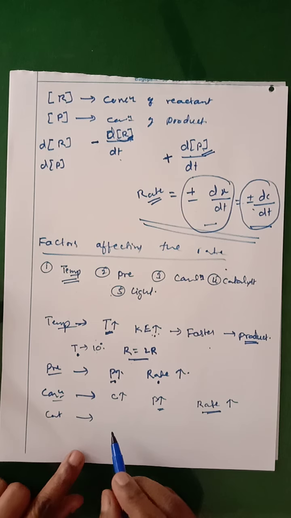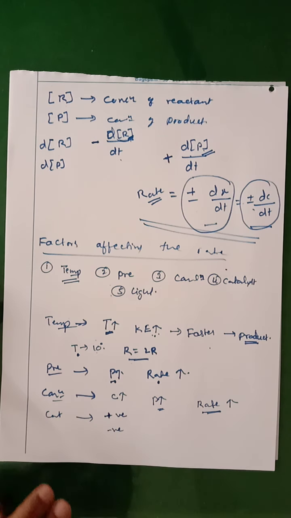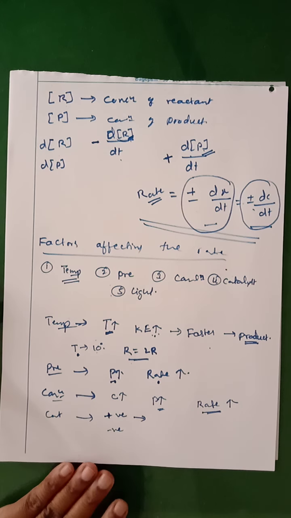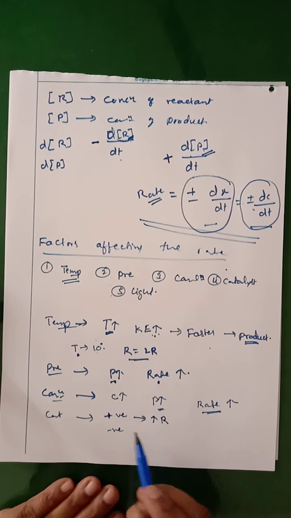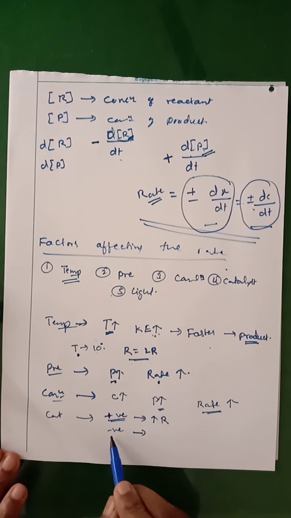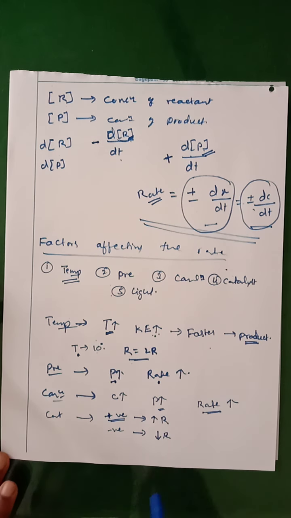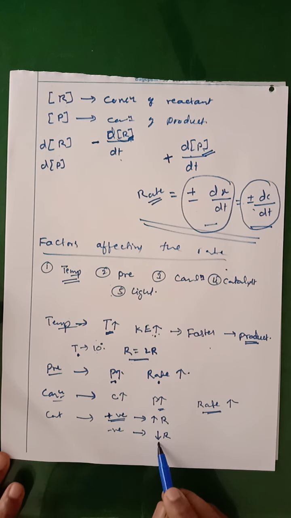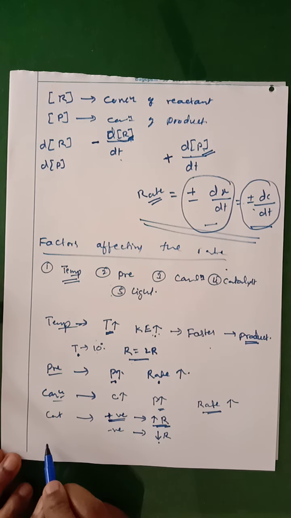In catalysts, there are two different types. The first one is called the positive catalyst and the second one is called the negative catalyst. If we add a positive catalyst into the reaction, the rate of reaction always gets increased by the presence of the positive catalyst. Similarly, in the presence of a negative catalyst, the rate of a reaction gets decreased. So in the presence of a negative catalyst, the rate gets decreased, and in the presence of a positive catalyst, the rate of a reaction gets increased. And the fifth factor is light.